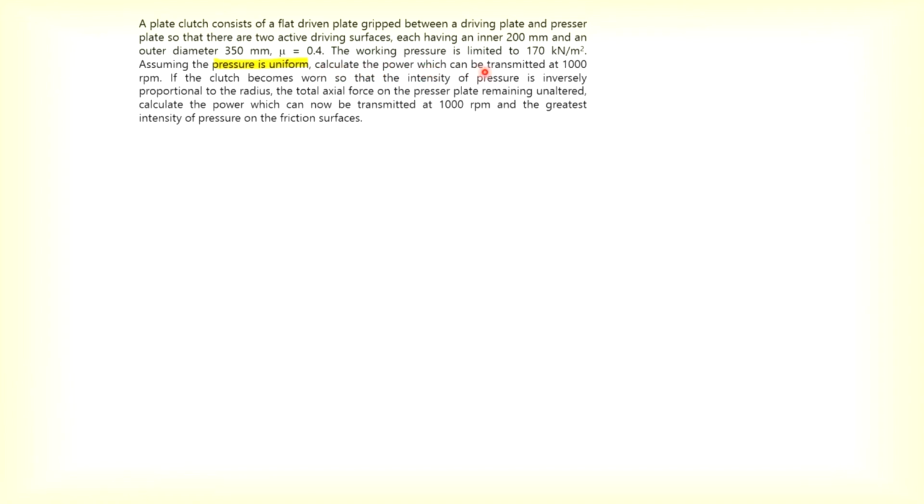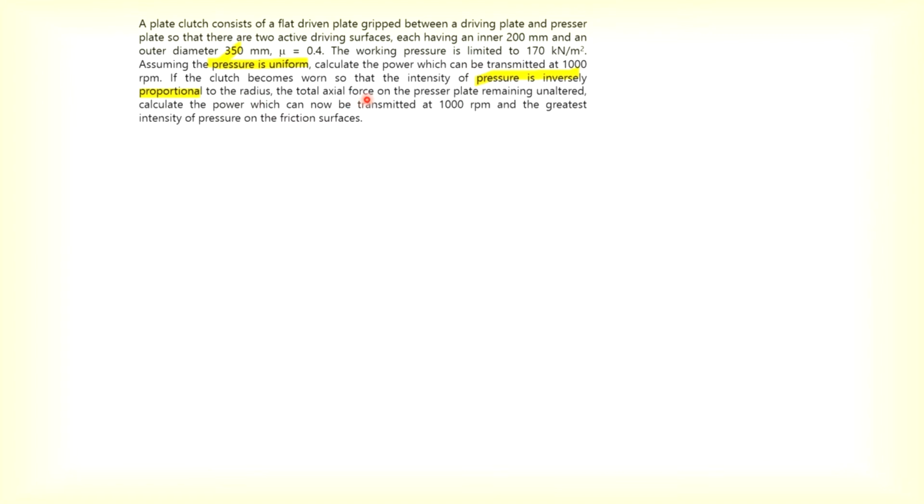Then calculate the power which can be transmitted at 1000 revolutions per minute. Now, if the clutch becomes worn, that means when it wears off, the intensity of pressure is now inversely proportional to the radius. So the second part of the question refers to uniform wear. Initially, it is uniform pressure, and then after that it becomes uniform wear.